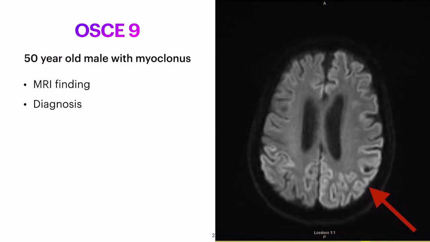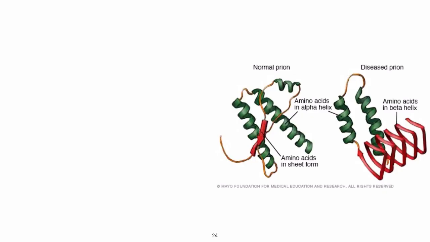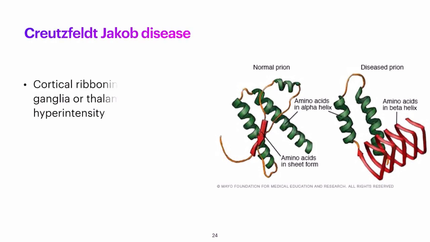Then we come to the ninth OSCE. A 50-year-old male presented with myoclonus, actually startle myoclonus. You can see videos of startle myoclonus on YouTube. You have to tell the MRI finding and diagnosis of the patient. You can see the ribbon like folding. It is known as ribbon sign seen in Creutzfeldt-Jakob disease.